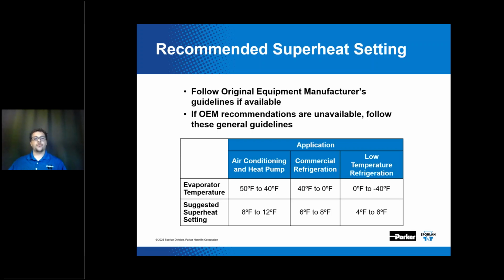Moving down to a commercial refrigeration application, so think your walk-in cooler here, which has a lower TD, usually in the range of 10 to 15 degrees, we require a slightly lower superheat of 6 to 8 degrees Fahrenheit. And then getting down into our lowest temperature application, which would be your walk-in freezer, for instance, most of those applications have TDs of 10 degrees or lower, which is why we suggest a superheat setting in the range of 4 to 6 degrees Fahrenheit. But remember, if the OEM has guidelines, follow their guidelines.